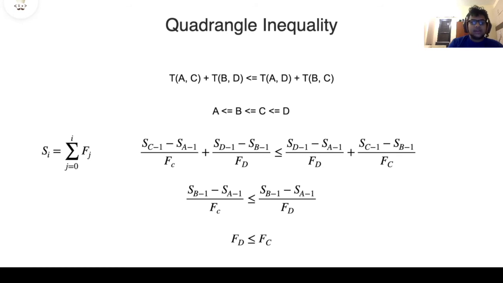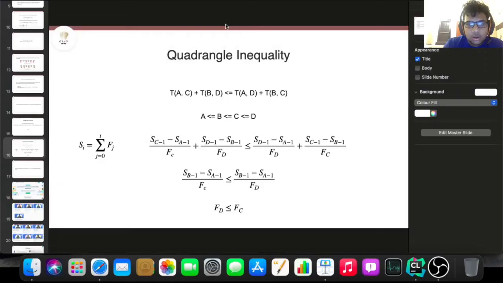Let's do it like this. Let's define S of i, which is basically the prefix sums over f. So S of i is equal to f of 0 plus f of 1 plus f of 2 all the way till f of i. Now t of a and c is equal to f of a plus f of b all the way to f of c minus 1. I've broken that down with prefix sums, and similarly I've done that for all of the terms shown above in the quadrangular inequality. I'm hoping you are comfortable with prefix sums. If not, then please read up. It's a very basic topic.